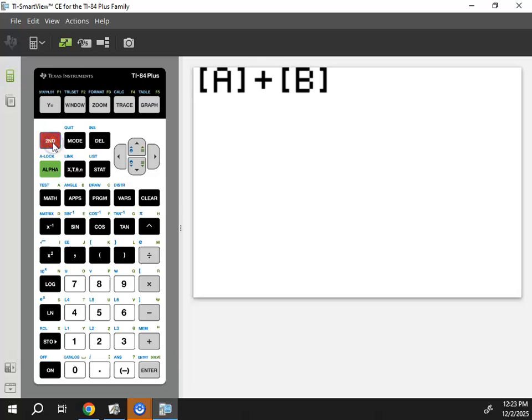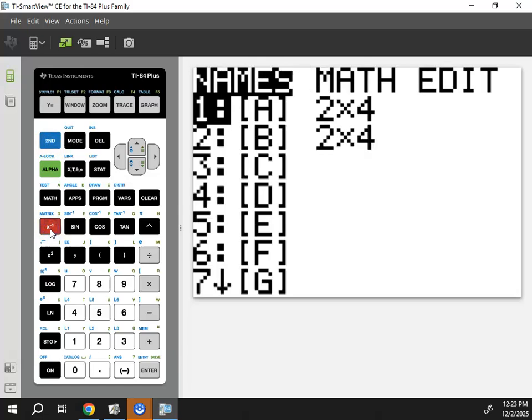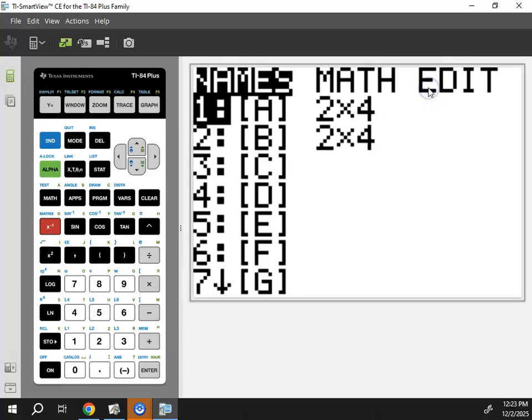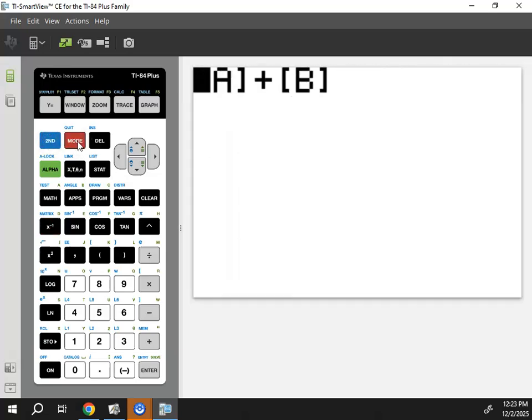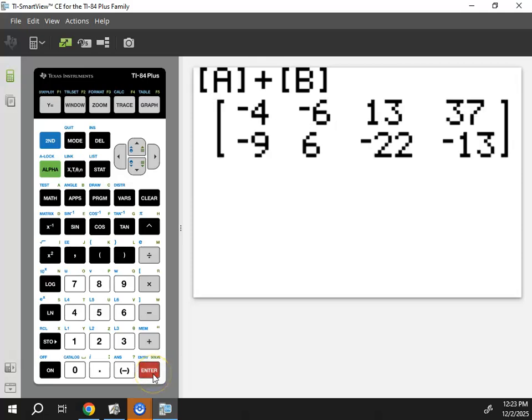Okay, second matrix, and under the names menu, I don't want to edit it. I already edited it, so I'm not coming over here. I'm just using the name A. So you just hit 1 or hit enter. And then do plus. Yeah, once you're out, you have to hit plus, and then you go back in there and put the B. Yeah. And so here, once you're here, you can just hit enter, and there you go.